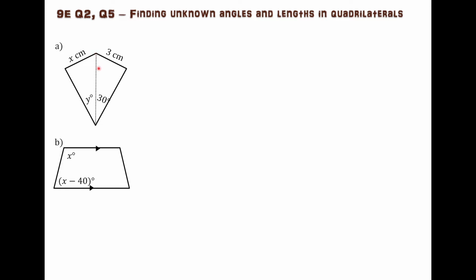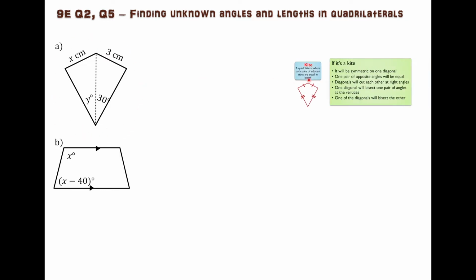So, I want to figure out what this length is here. To do that, let's first look at what kind of quadrilateral we have. What kind of quadrilateral is this? This is a kite. This is our definition of a kite: both pairs of adjacent sides are equal in length. And these are some properties of a kite.